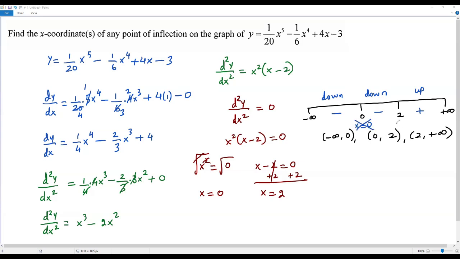Now let me consider the second value of x, that is x equals 2. On the left side of x equals 2, the graph of the given function is concave down. On the right side of x equals 2, the graph is concave up. So when the graph passes through x equals 2, it changes from concave down to concave up. Since it changes from concave down to concave up, we have a point of inflection at x equals 2. So the x-coordinate of the point of inflection is x equals 2. There is only one point of inflection for the graph of the given function, and at that point of inflection, x is 2.